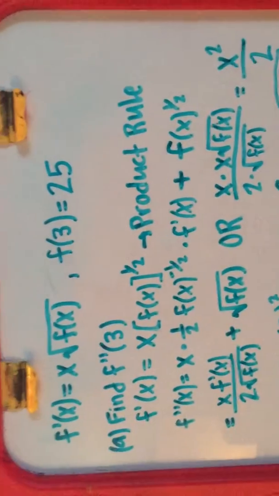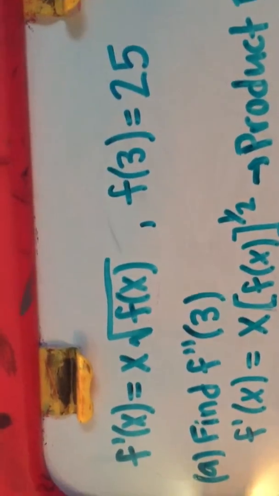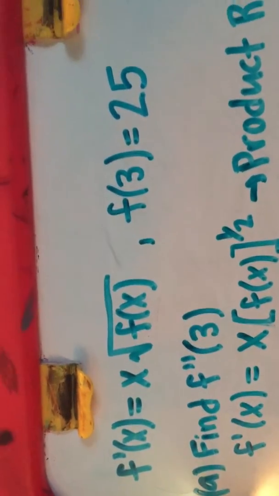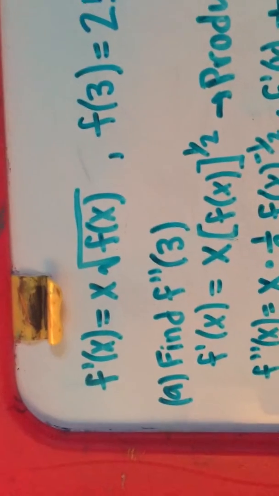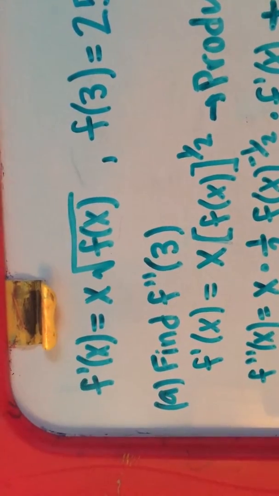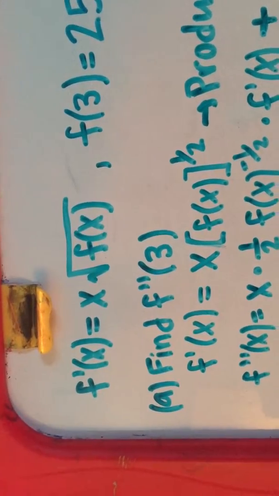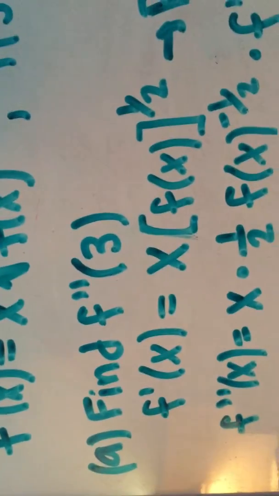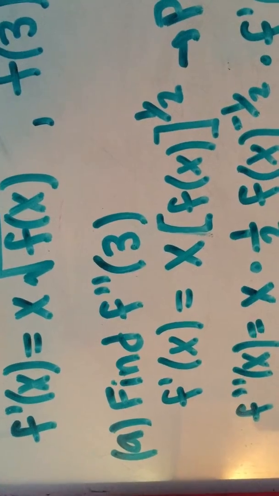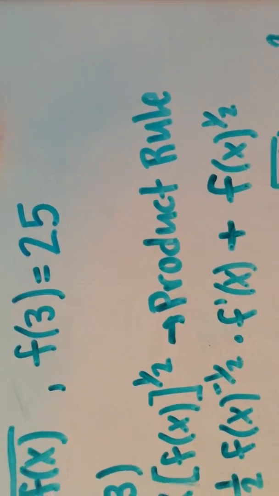So, the first thing I did was write what was given, which is f prime of x equals x times the square root of f of x, and f of 3 equals 25. It asks us to find the second derivative of f at 3. You start with the first derivative to get the second, and you know you're going to have to use the product rule.